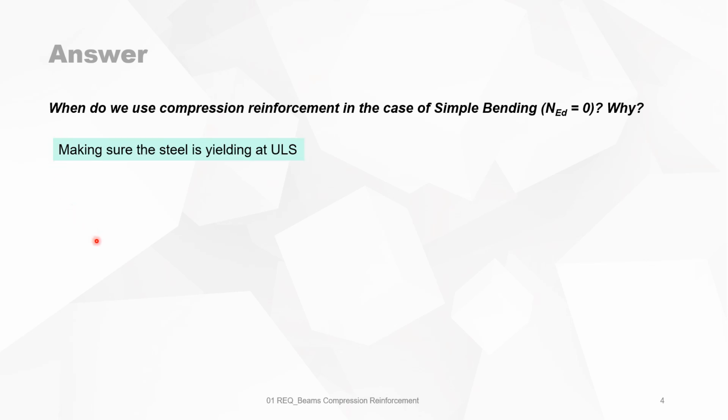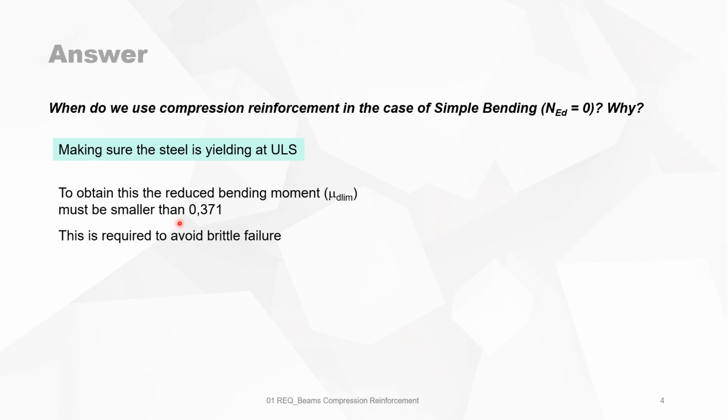One of the goals to use compression reinforcement is making sure that the steel is yielding in ultimate limit state. To obtain this, the reduced bending moment, μ_limit, must be smaller than 0.371, and this is required to avoid brittle failure. It means that the sag of a beam should serve as an early warning system for failure. So brittle failure we want to avoid.